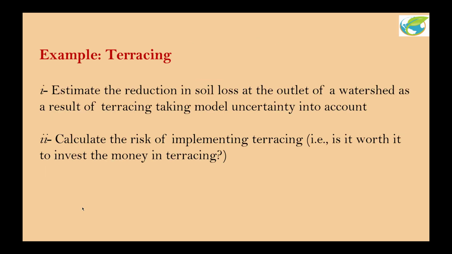In this example of terracing, our objective is first to estimate the reduction in soil loss at the outlet of a watershed as a result of terracing, taking model uncertainty into account, and then to calculate the risk of implementing terracing, i.e., to determine whether it's worth it to do terracing or not.